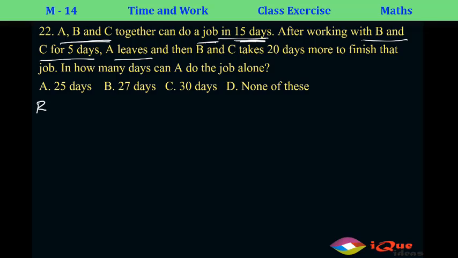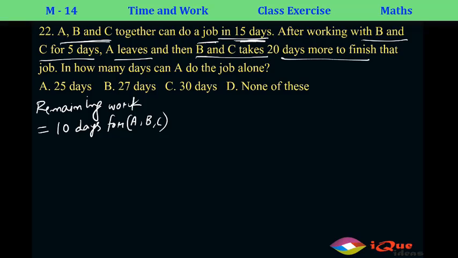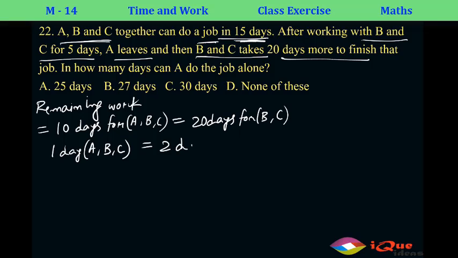This means remaining work is equal to 10 days work for ABC. And this also says that B and C take 20 days more to finish the work. That means the same remaining work should be equal to 20 days work for B and C. Now, if you divide by 10 on both sides, it will become 1 day work for ABC together is equal to 2 days work of B and C.